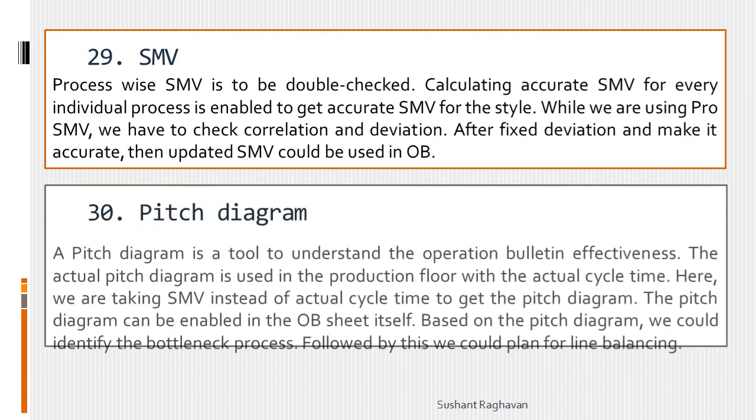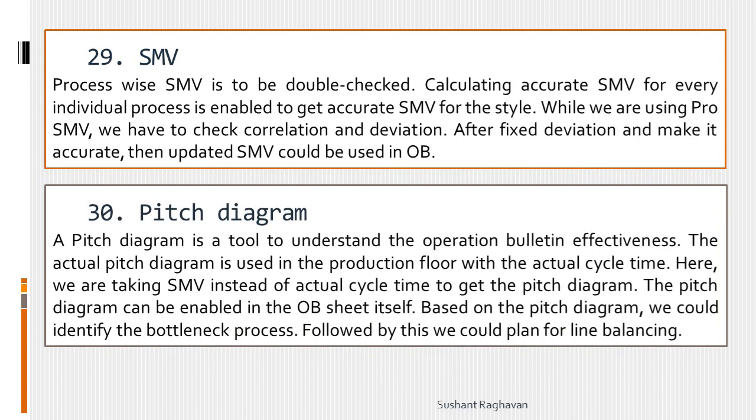Pitch diagram. A pitch diagram is a tool to understand the operation bulletin effectiveness. The actual pitch diagram is used in the production floor with the actual cycle time. Here we are taking SMV instead of actual cycle time to get the pitch diagram. The pitch diagram can be enabled in the OB sheet itself. Based on the pitch diagram, we could identify the bottleneck process. Followed by this, we could plan for line balancing.